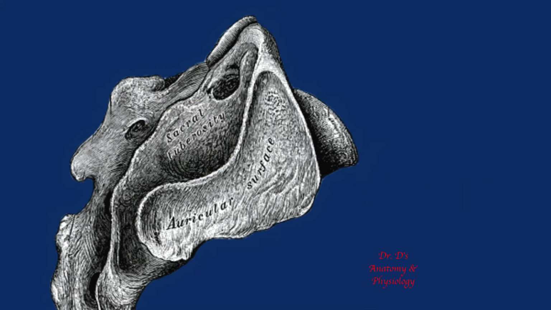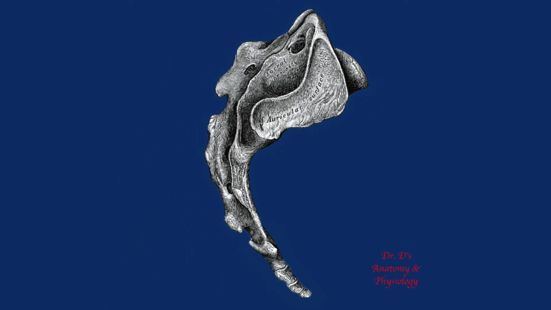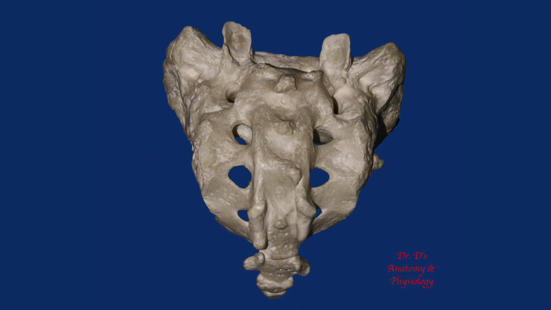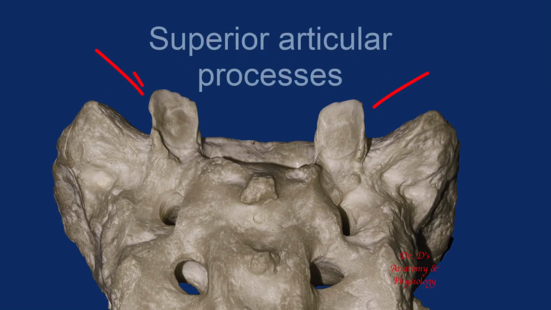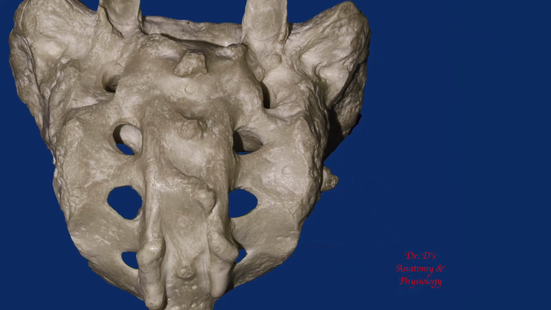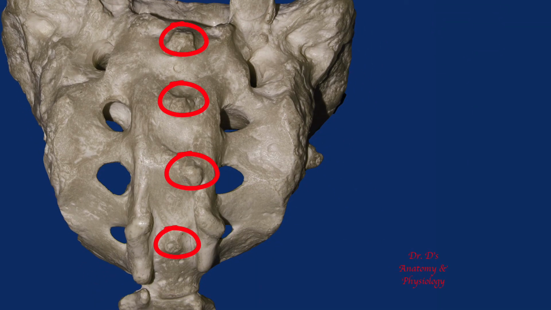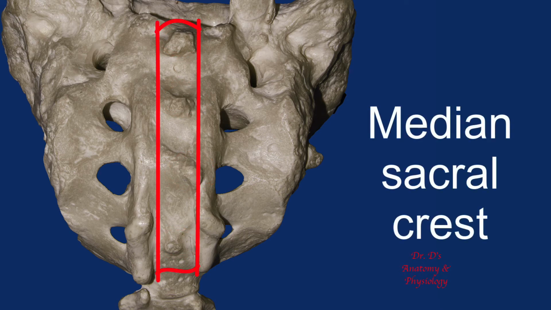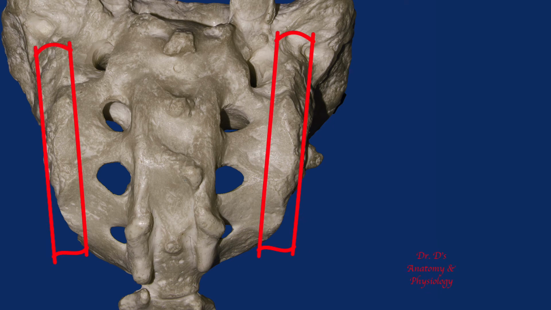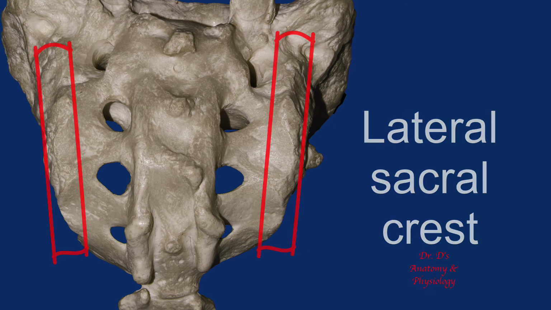From the lateral perspective, we can see a feature of the posterior side, which is formed by the spinous processes of the fused vertebrae. These spinous processes form what is called the median sacral crest. Here is a posterior view of the sacrum. We can again note the superior articular processes, which bear the superior articular facets. We can see the tips of the fused spinous processes, which are going to collectively form the median sacral crest. The transverse processes also fuse at their distal ends to form what is called the lateral sacral crest.